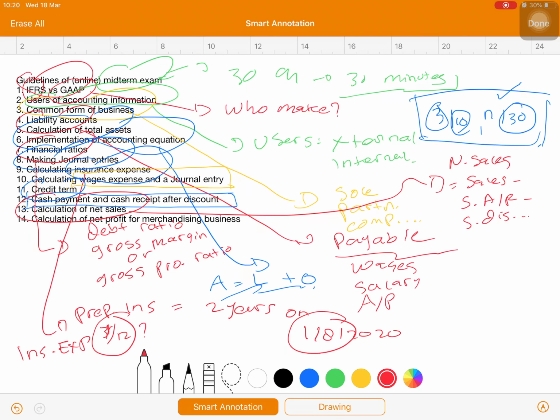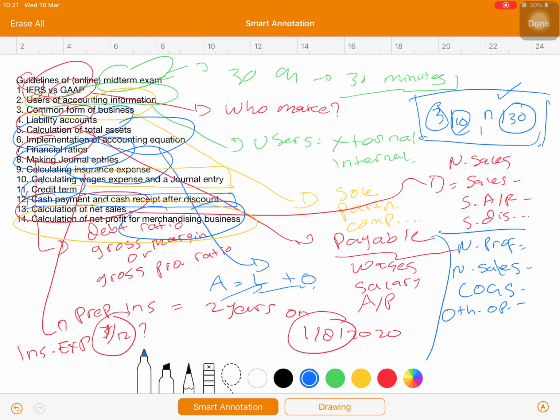And the next one is calculation of the net profit for merchandising business. As you know that the calculation of net profit for merchandising business is quite different to the calculation of net profit for service business. So for the merchandising business, net profit equals to net sales minus cost of goods sold minus other operating expenses. Okay, you can refer to the slide or the ebook for more details about this.